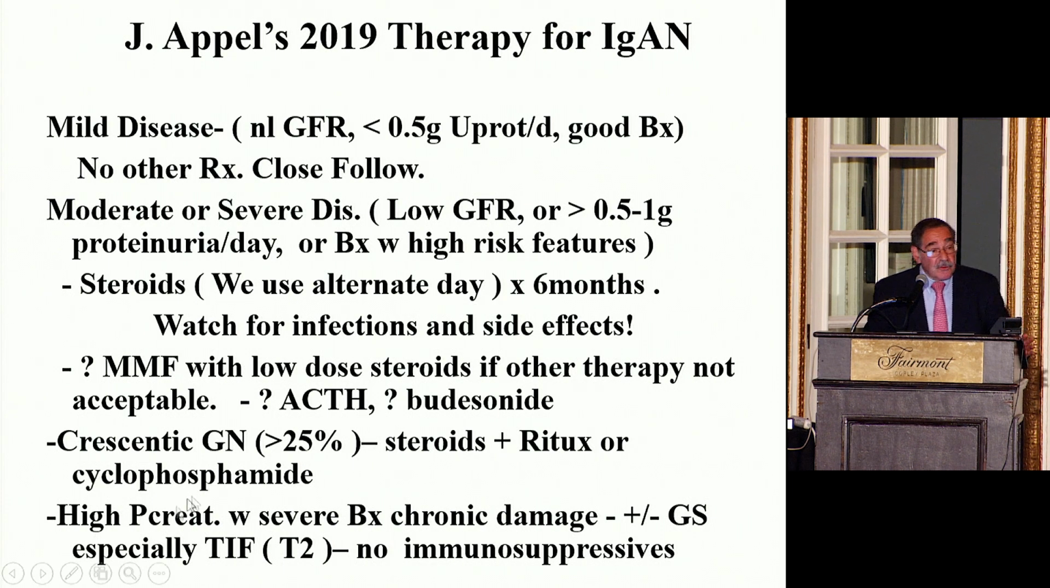But for those patients with bad crescenteric, steroids and rituximab or steroids and cyclophosphamide. And if somebody has a high creatinine and the biopsy is loaded with chronic damage, glomerulosclerosis, and especially tubulointerstitial fibrosis, if they have a T2 on there, you've got to think twice. Are you going to use immunosuppression, or is it better just to back off at this point and say, look, we'll save the immunosuppression when this person gets a transplant in the near future?